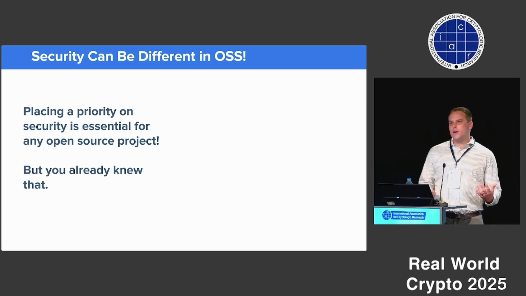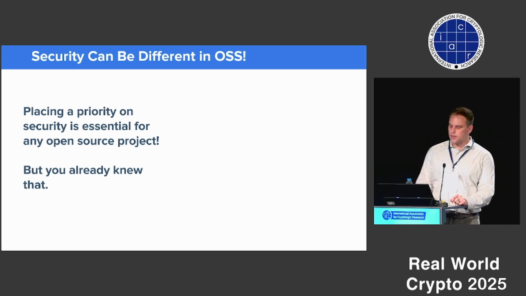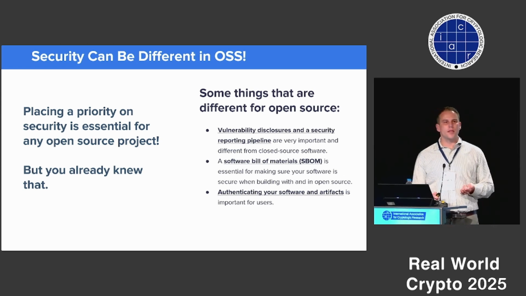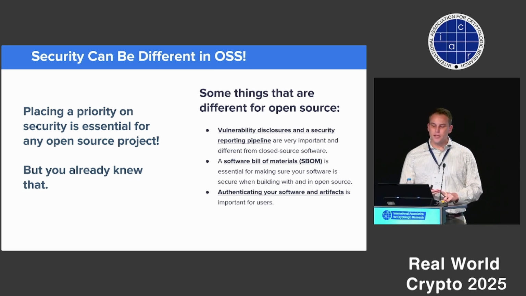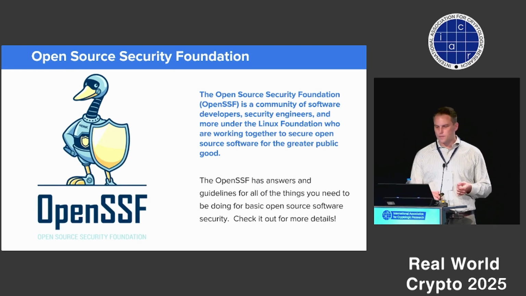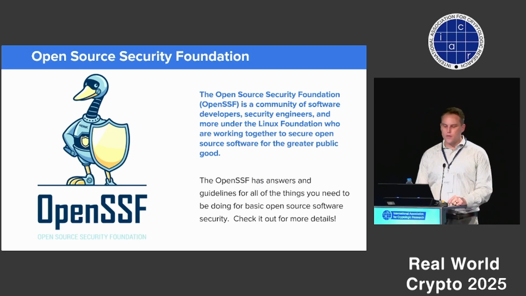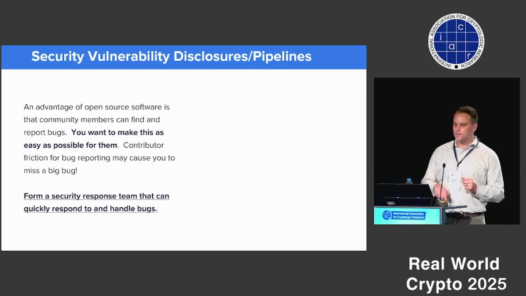I know everyone here is familiar with computer security of many types, and it's important and essential, but I do want to bring up a couple of things that are different for particularly large-scale open source projects. These are vulnerability disclosures, software bill of materials or SBOMs, and software and artifact authentication. And I will say we have a nice sub-foundation of the Linux Foundation called the OpenSSF, which has answers and guidelines for all of the things you need to be doing for your basic open source software security. I encourage you to check it out for more details.